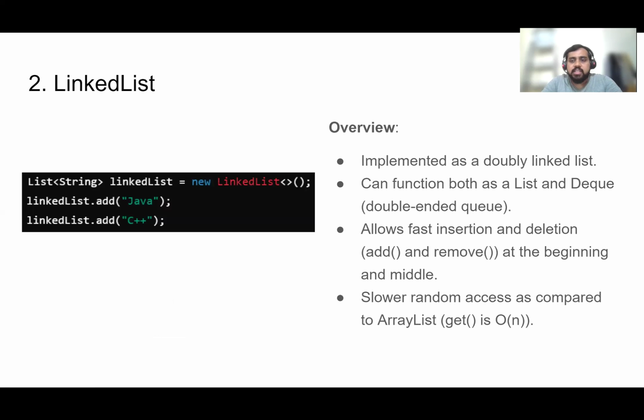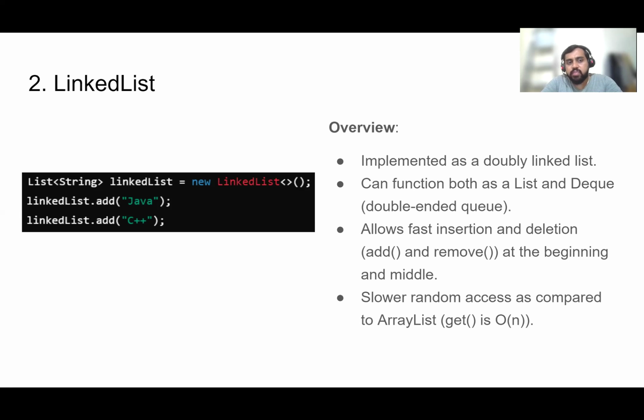Okay, let's see the next class which implements the List interface: LinkedList. This is the syntax where I use new LinkedList to create an object, stored in a reference variable of type List of String, because this is also a child class of the List interface. The methods you can see here, I'm also using dot add, because these methods come from the parent interface. The add is common for both ArrayList and LinkedList. This is implemented as a doubly linked list.